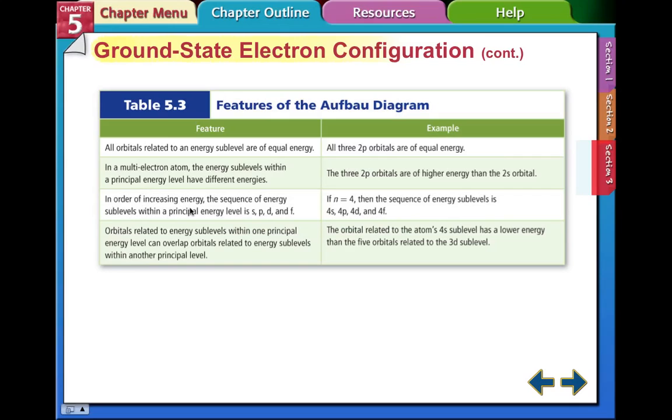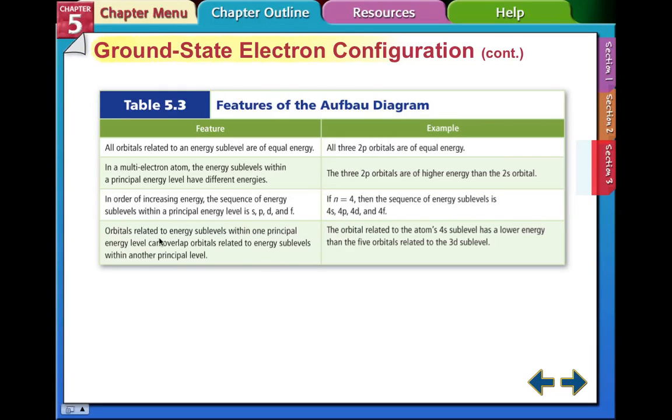Okay, in order of increasing energy, the sequence of energy sublevels within the principal energy level is, and you learned this last section, s, p, d, and f. So if n equals 4, then we have 4 sublevels: 4s, 4p, 4d, 4f.